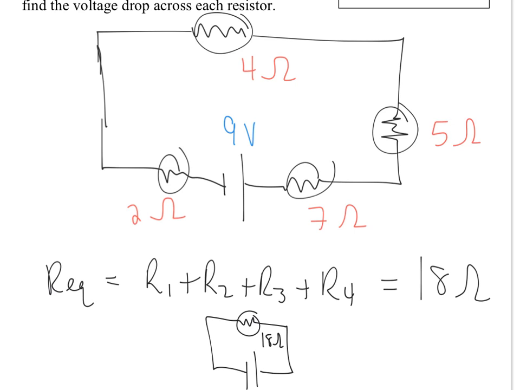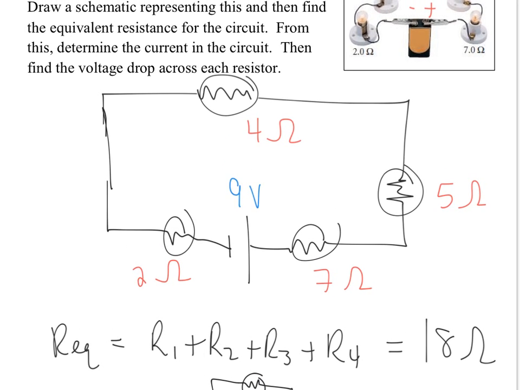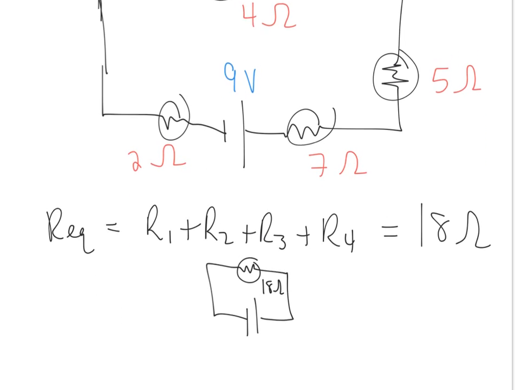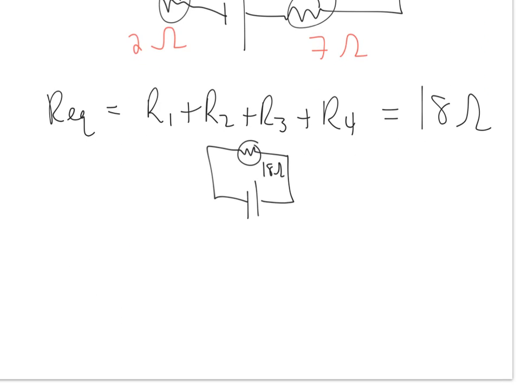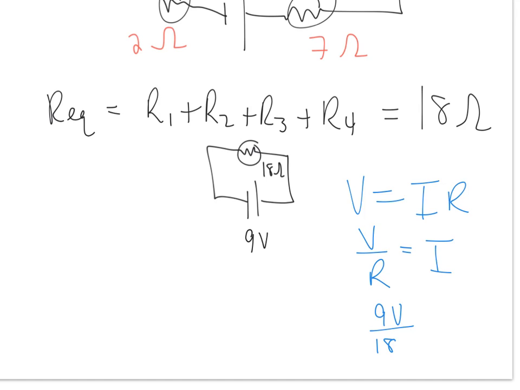I'm stepping you through this problem because the next part you have to use what we just did. The next part says, from this, determine the current in the circuit. You want the current in the whole circuit. Well, what's the voltage of this battery again? What did we say, 9 volts? So the voltage in the whole circuit is 9 volts. The resistance in the whole circuit is 18 ohms. So this is the overall resistance, the overall voltage. That will give me the overall current if I use V equals IR. So I solve for I by taking V over R. V over R is going to be 9 volts over 18 ohms. That gives me a current of 0.5.